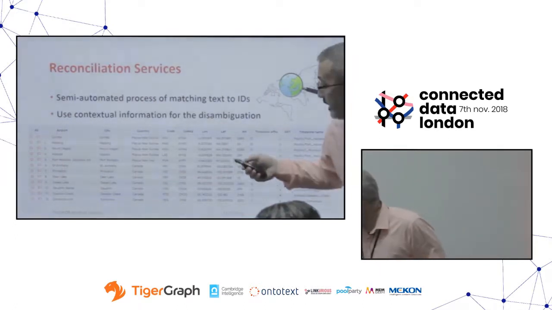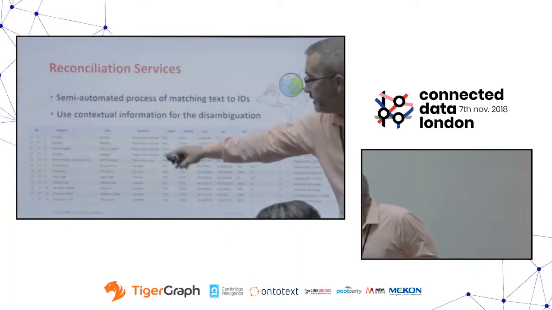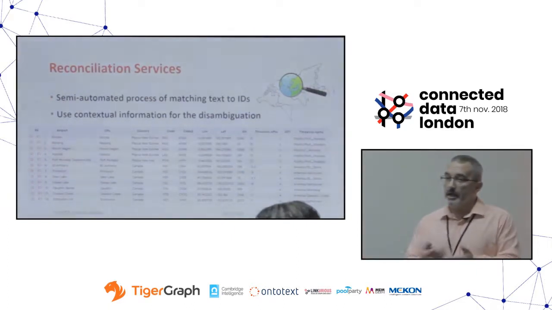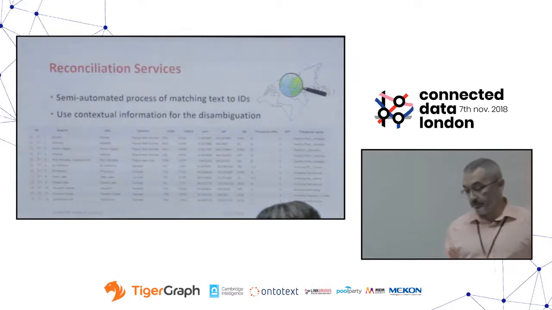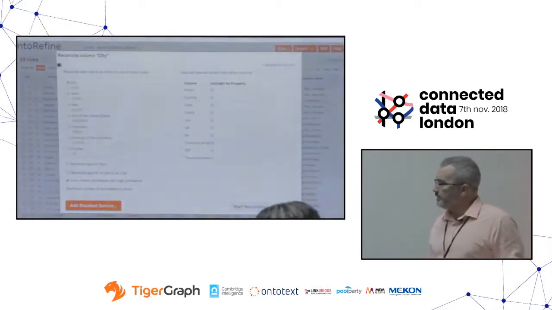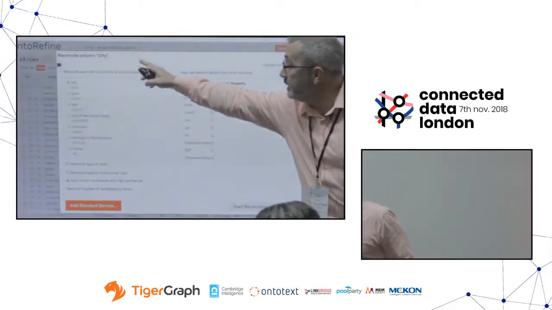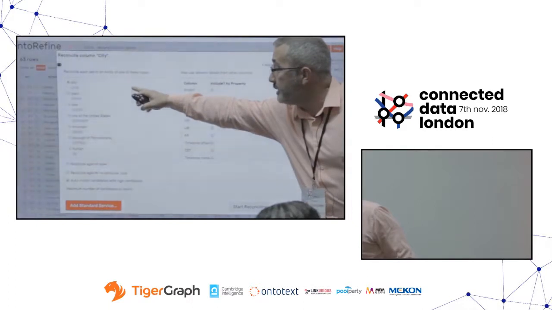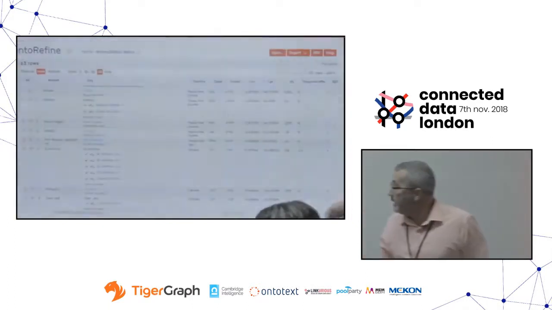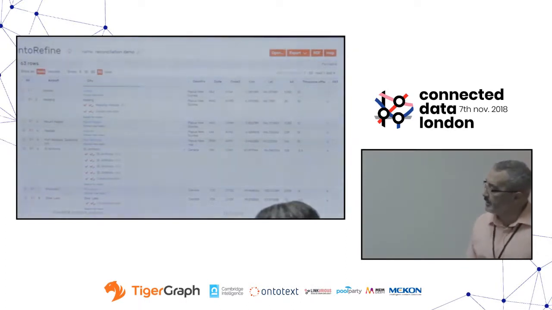And then the next task, again as part of this ingestion process, is to reconcile data. So if you have airports, to be able to reconcile cities and countries to entities that you already have in your knowledge graph. So there is a very simple interface that allows you to say, well, I want to reconcile column city to the class city, and there you go, and you get some candidates you can choose and move forward, or add new values.